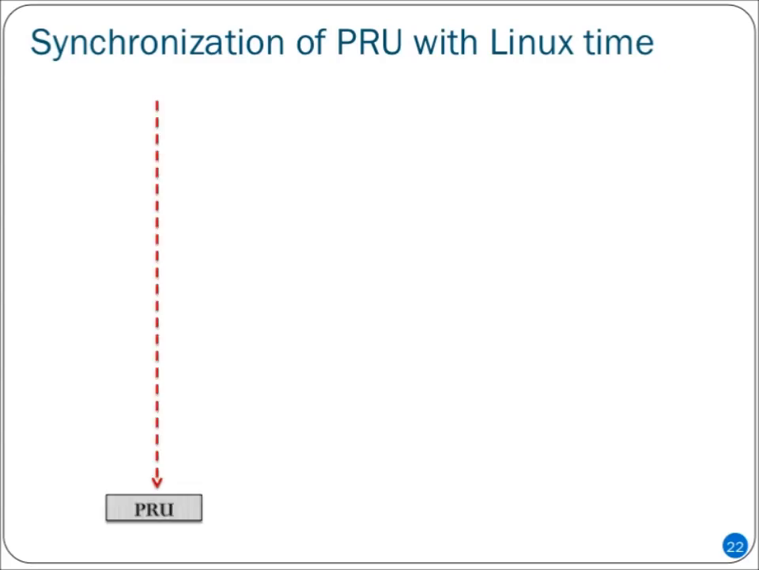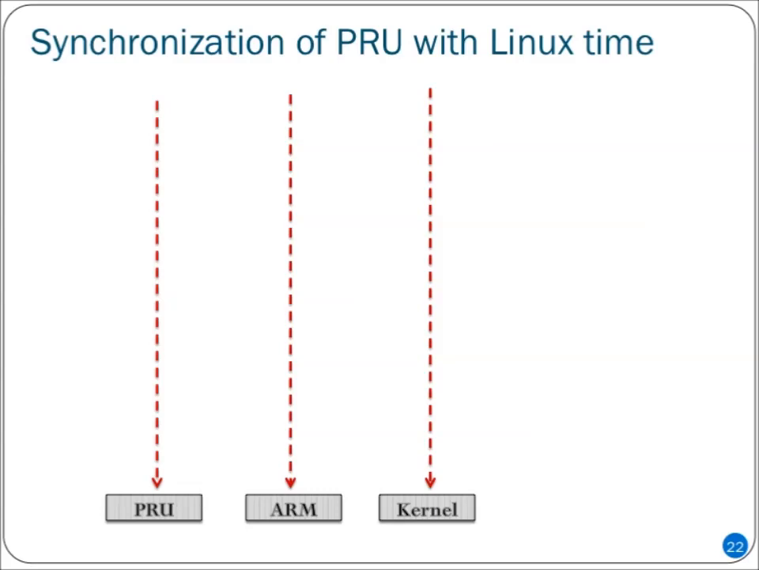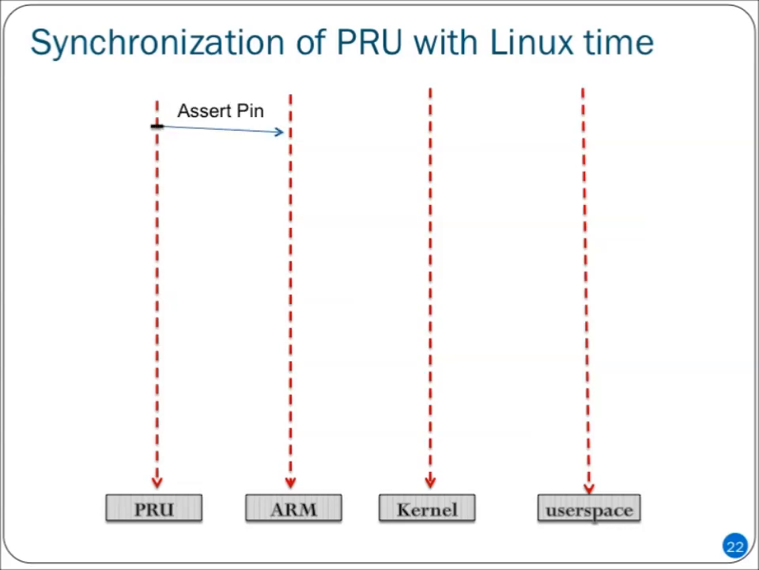Okay, let's see. We have the PRU, we have the ARM side, we have the kernel on top of the ARM, and the user space on top of the kernel. Now we would like to synchronize this with the PRU. So we will connect physically one pin from the PRU side to the ARM side and assert this pin. This is a common event.